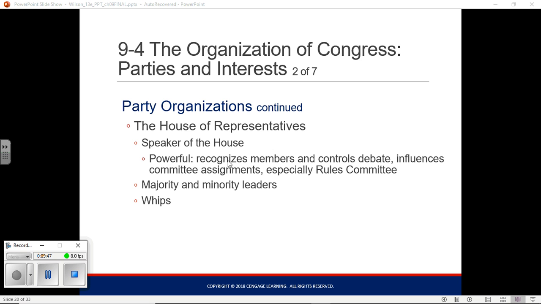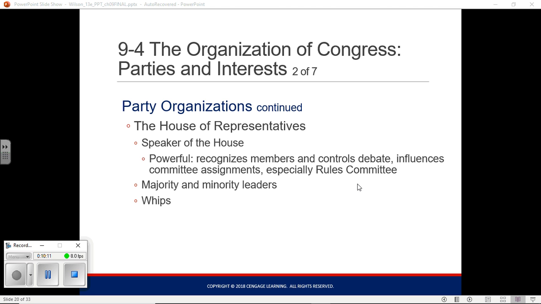They get to make certain rules on debate and whether a matter and an issue is relevant to the business at hand, or if it's superfluous, and basically they shut it down. And they also have the ability to assign bills to committee. They don't assign people necessarily to committee.